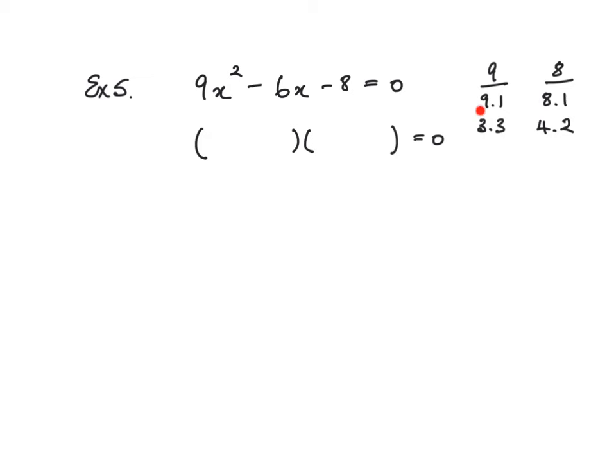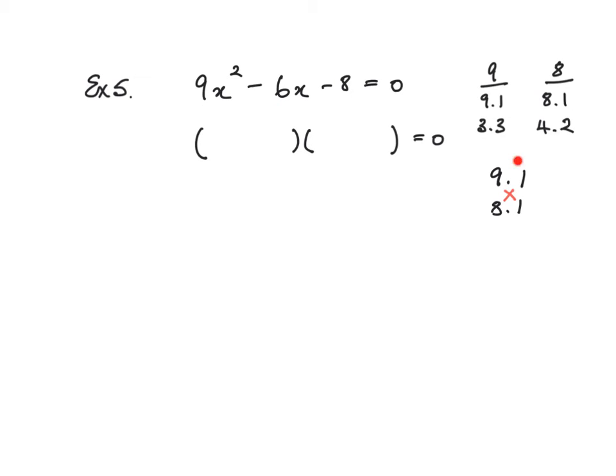So I'm going to take one pair from each column. I'm going to take this pair and this pair. Now we arrange the factors of 9 on top because 9 comes first in the quadratic. So 9 and 1 and then 8 and 1, and we cross multiply and see what that gives us. 9 times 1 gives us 9, 8 times 1 gives us 8.